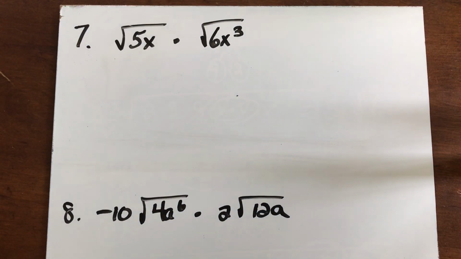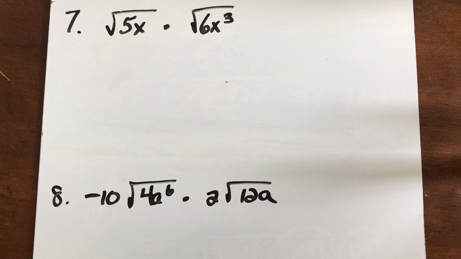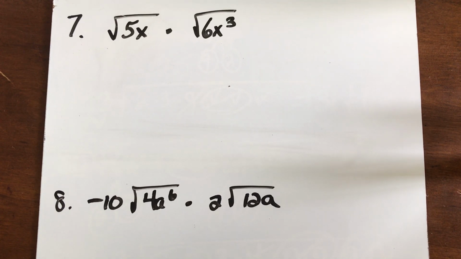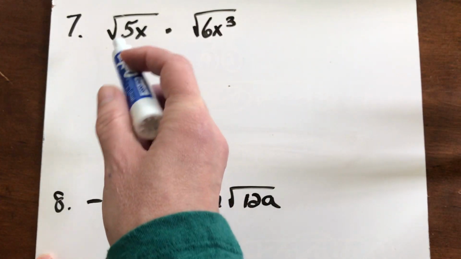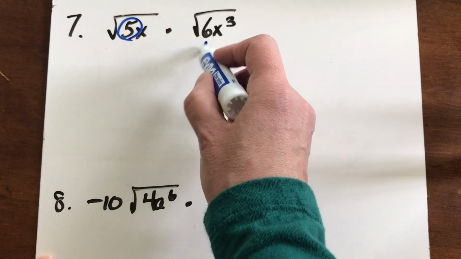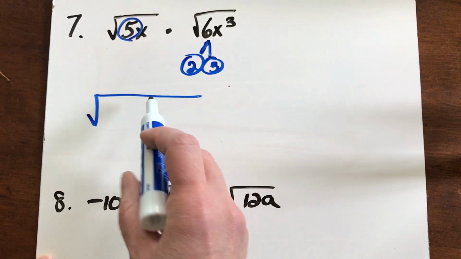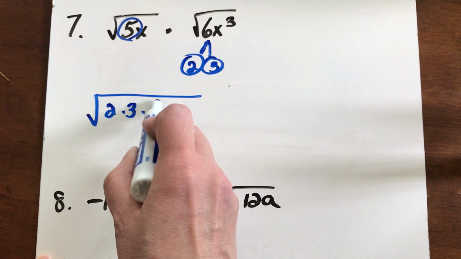Okay. Next, what happens when you have the variables underneath there? With the multiplying, you're going to do basically the same thing, but this time you're also going to deal with the variables. So 5 and 6, well, 5 I can't break down. 6 is going to be 2 and 3. So let's first do that. I'm going to draw my big radical sign. I'm going to bring down my 2, my 3, and my 5.